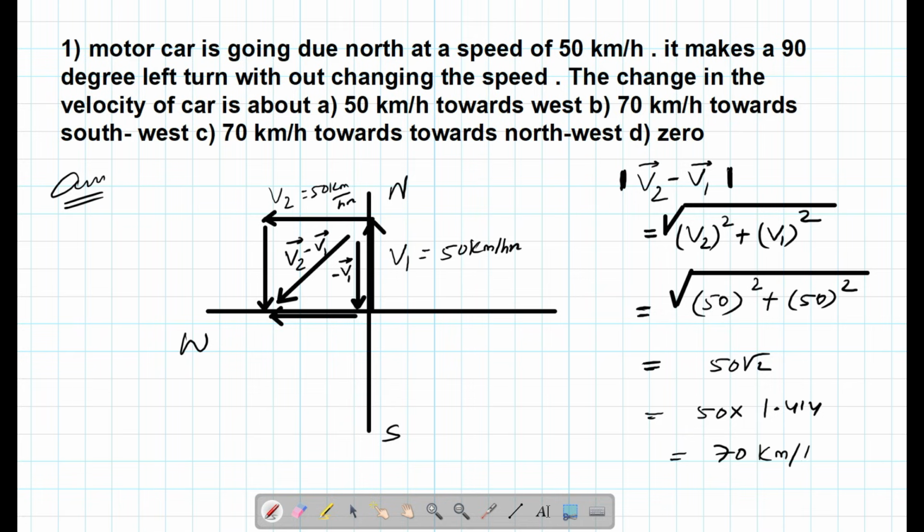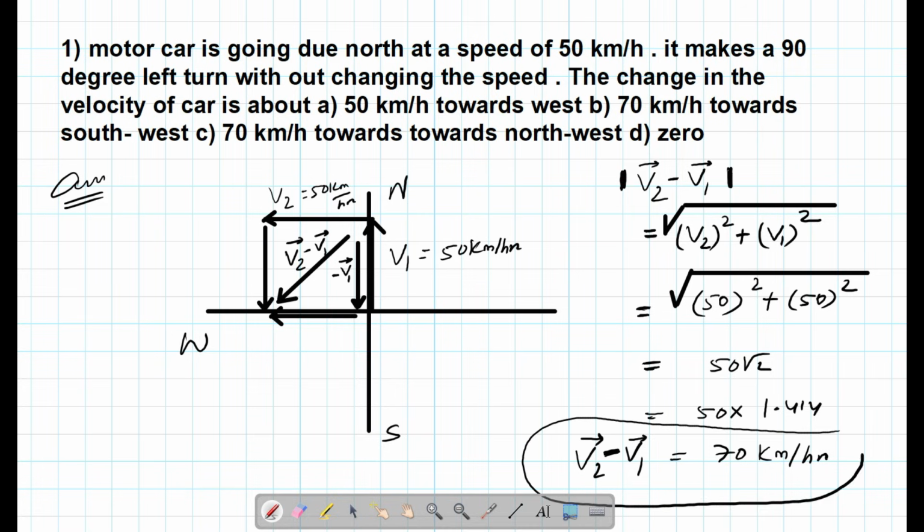So resultant velocity equals how much? The resultant velocity is 70 kilometer per hour. In which direction? In the southwest direction. So this is the resultant velocity V2 minus V1, in the southwest direction.